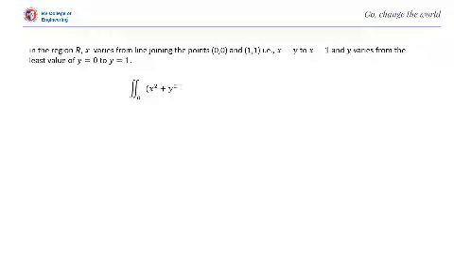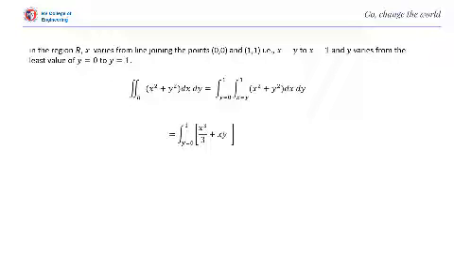So thus the double integral of x square plus y square dx dy is equal to the integral y varying from 0 to 1, integral x varying from y to 1 of x square plus y square dx dy. Since the order of integration is first with respect to x and then with respect to y, first let us integrate x square plus y square with respect to x. Integral of x square is x cube by 3. Integral of y square is x into y square. This is evaluated between x equal to y and 1.